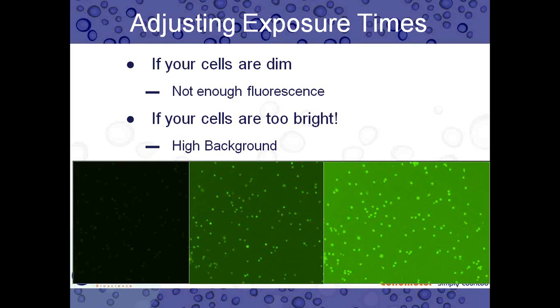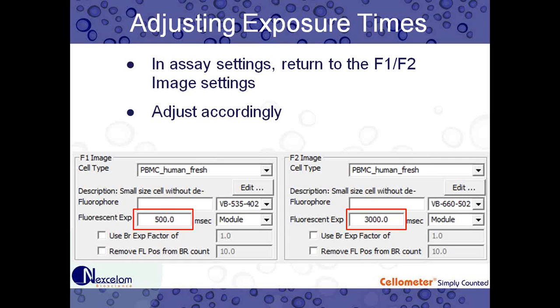Your 2 bright cells on the far right side. You can see the background is kind of too bright. It's a little blinding. And your cells are also kind of changing their morphology. The fluorescence is kind of moving out of them. So in the middle, we have a nice clear background. It's not too bright, not too dark. And you can clearly see your cells.